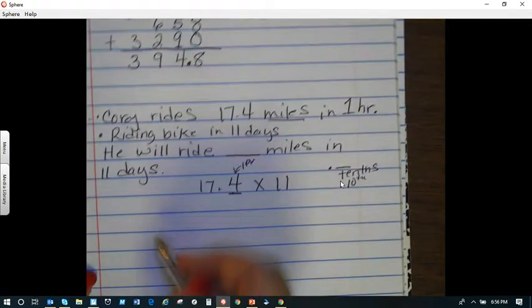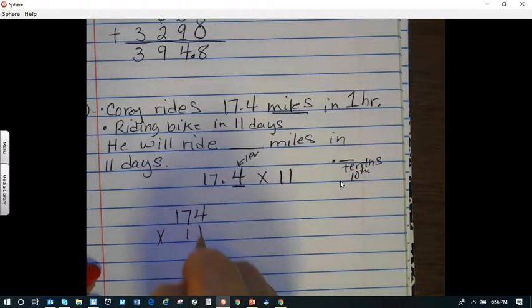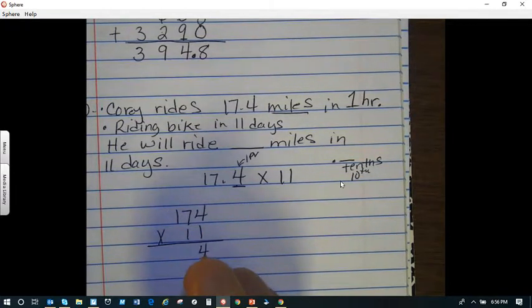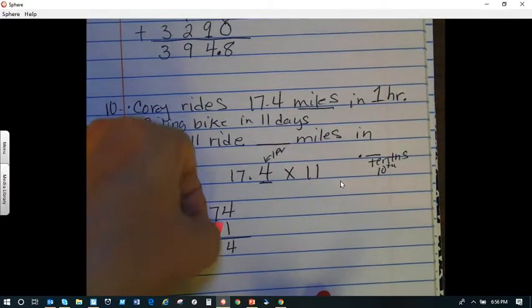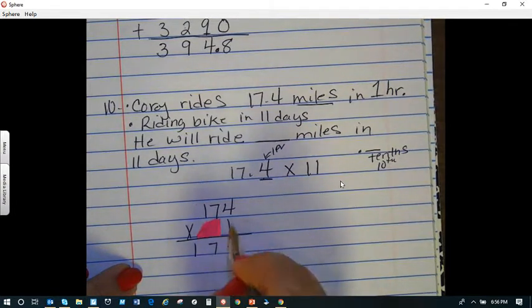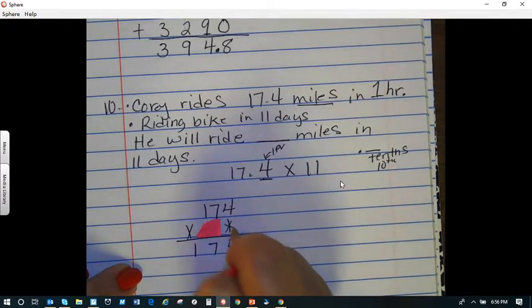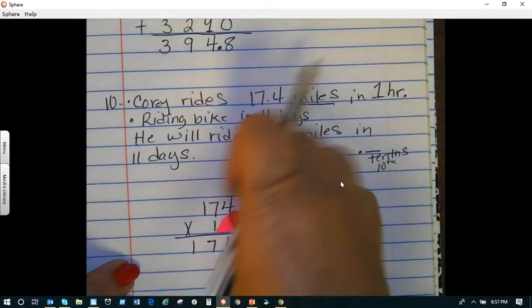Okay, so now let's multiply this out. I'm going to pretend my decimal doesn't belong there, and it's 174 times 11. 1 times 4 is 4. And if you need to hide it, I'll remove this little tab here, and I'm going to put that here. 7 times 1 and 1 times 7. Always have to do my ones, my tens, and my hundreds in that order. I am done here. Nothing needed to be carried over. I bring down my 0. I bring this over. Again, everything's multiplied by ones.